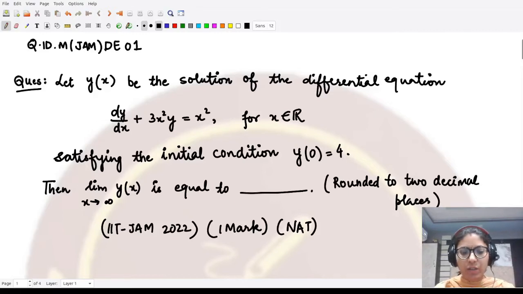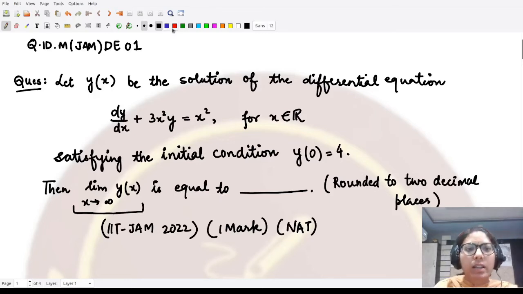In this video, we shall be looking at a question from differential equations which appeared in the IIT-JAM exam 2022, and it is a 1 mark numerical answer type question. Here they are asking: what is the limit as x approaches infinity of the function y of x? So we have to give a numerical answer here.